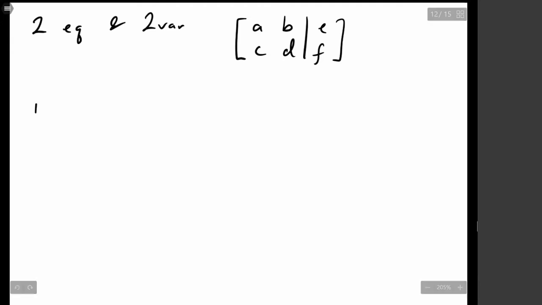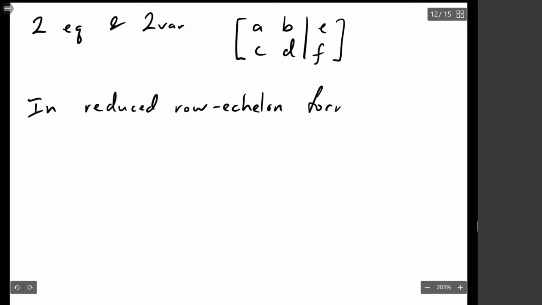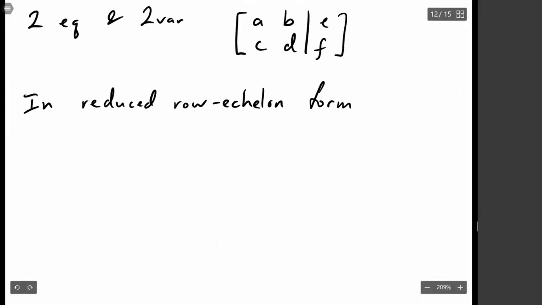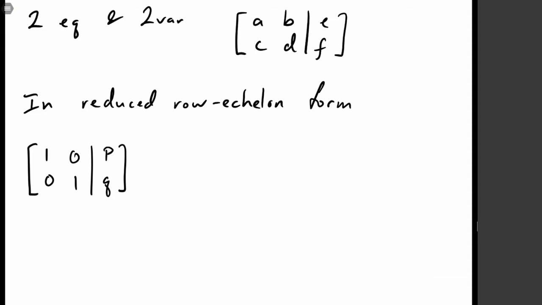In reduced row echelon form, you're going to have one of three things. There's only three possibilities. You could have, let's say, 1, 0, 0, 1, and call this maybe p, q over here. This is one possibility.